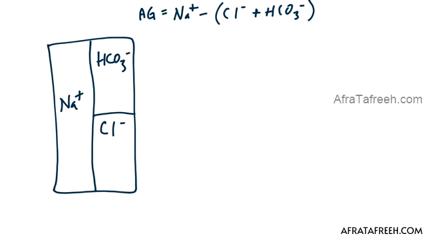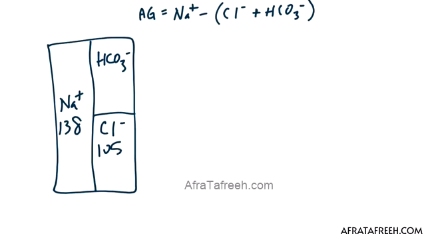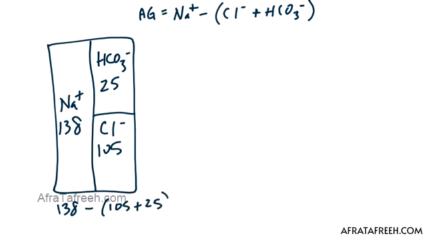So in this case, let's take roughly normal values and plug them into the formula. Let's say the sodium concentration is 138, chloride is 105, and bicarbonate is 25. If we plug these numbers into the equation, we get 138 minus 105 plus 25, or 138 minus 130, which is 8.